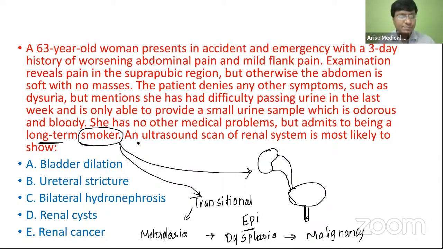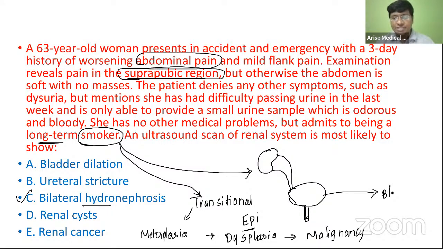Now, why should I say the answer is bilateral hydronephrosis? What am I suspecting in this patient? Number one, abdominal pain is there in the suprapubic region. What will you have there? You will have the urinary bladder in the suprapubic region when you palpate. That means the individual has some pathology pertaining to the bladder. Now, what is that pathology? That is bladder malignancy.